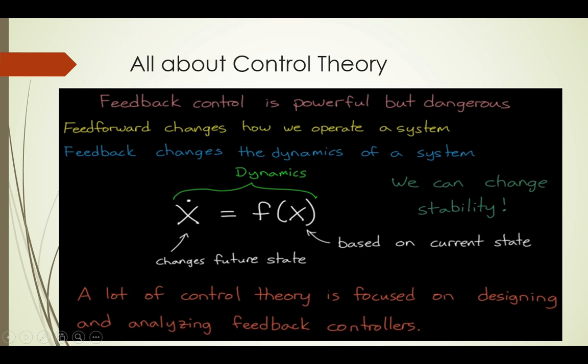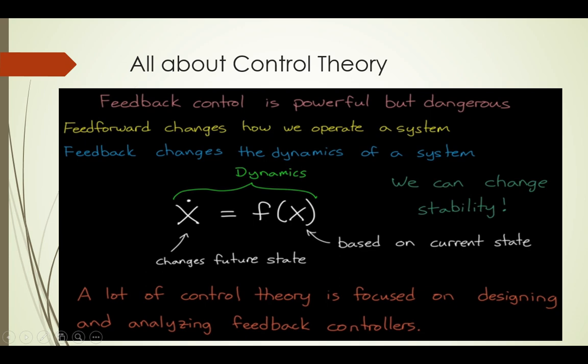Now feedback control is powerful but dangerous. Why? Because feedforward changes how we operate a system, because we tell it how to change the system, but in case of feedback it changes the dynamics of the system, because it's based on this relation, that is x dot equal to f of x, that is based on dynamics. When we change x, it will change the dynamics, so changing the future states of the system based on the current state. So in that case we can change the stability of the system.